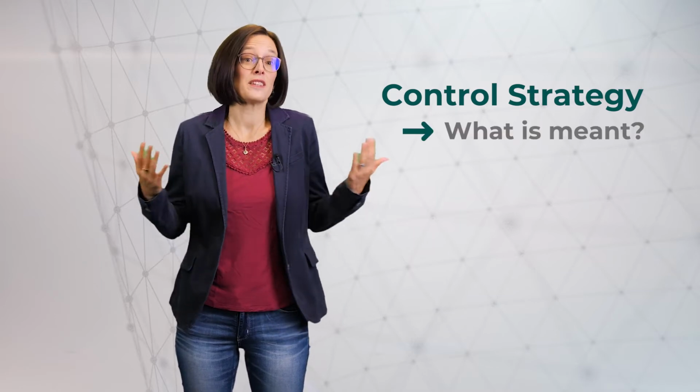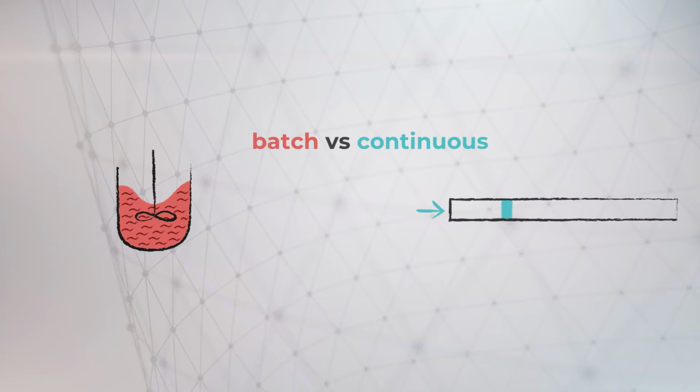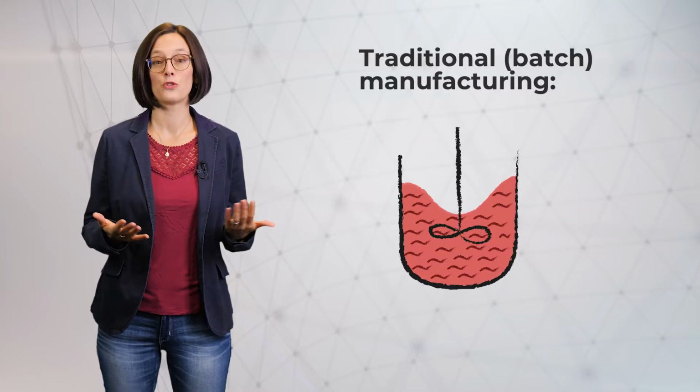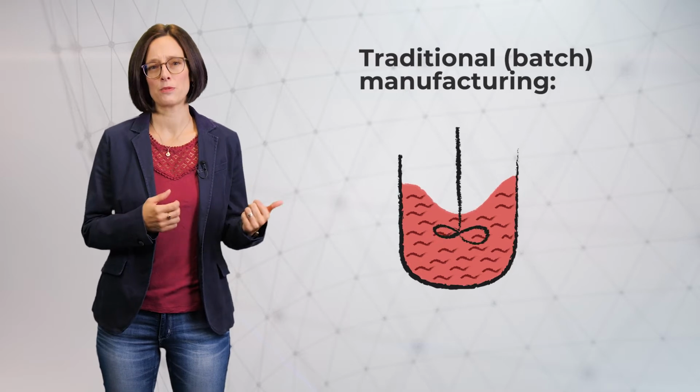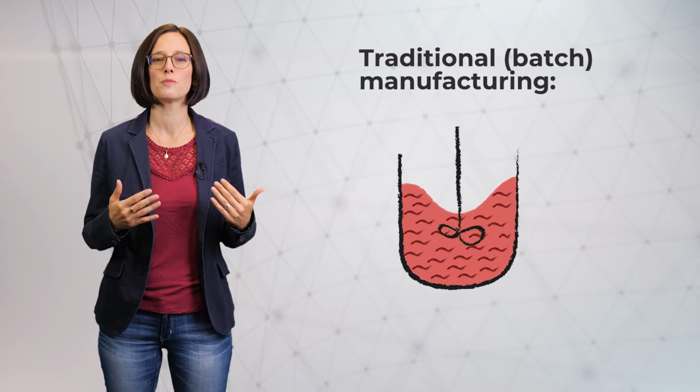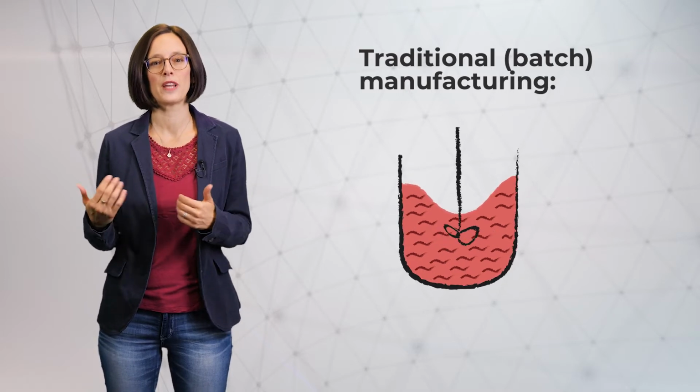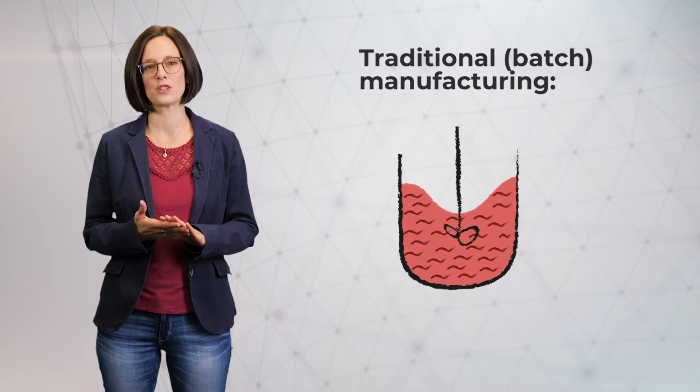Control strategy, what is meant? Let me explain that by showing the difference between batch and continuous manufacturing. As we have discussed in the first chapter, in traditional batch manufacturing, quality control is typically based on the testing of the outcome of a specific unit operation.